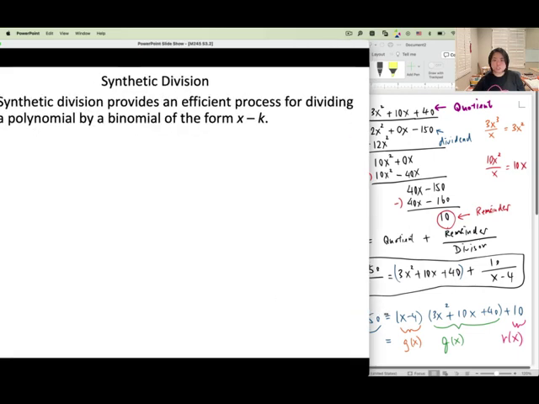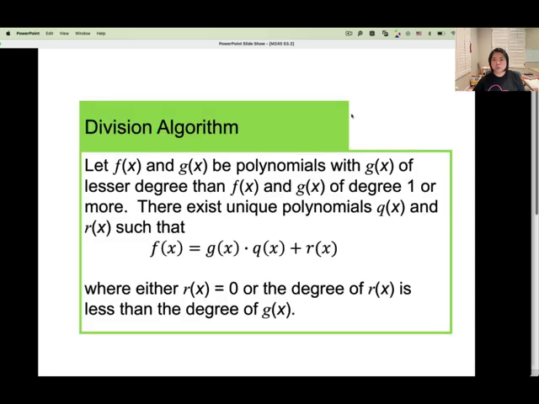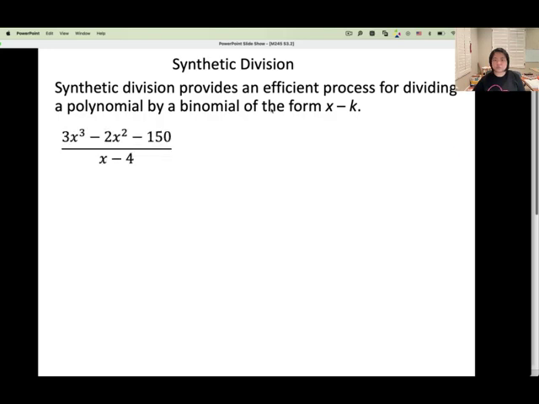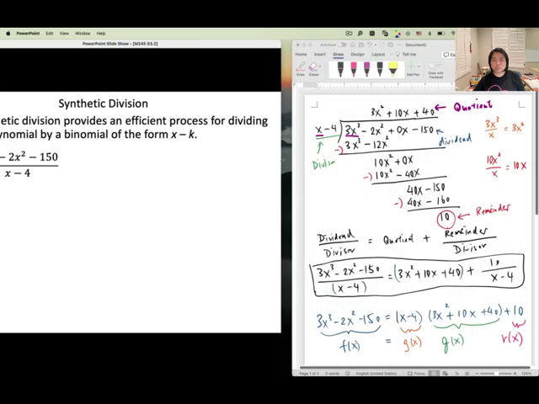Now we're going to teach a new method called synthetic division. Synthetic division provides an efficient process for dividing a polynomial by a binomial of the form x minus k. If you want to use synthetic division, your divisor has to be of the form x minus k, just like this one. The divisor is x minus k, which is x minus 4. So let's do the same question here, and I want you to compare the results.